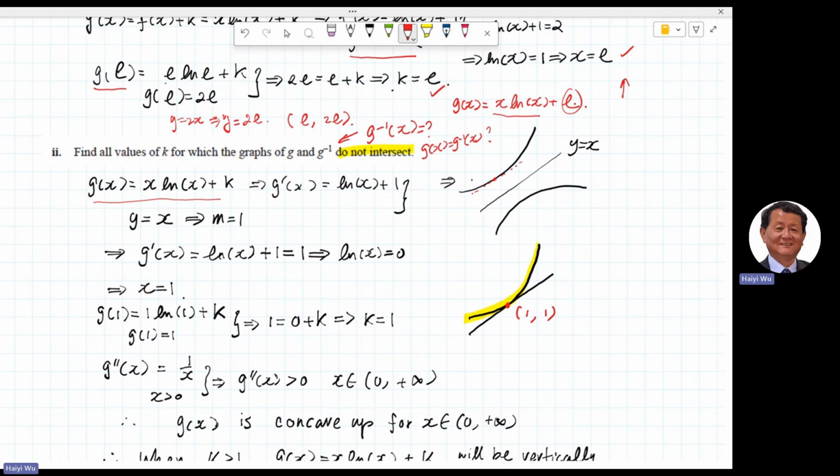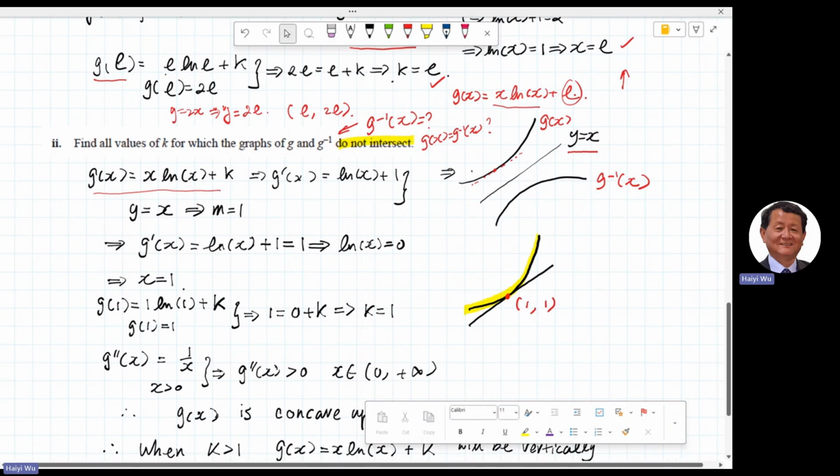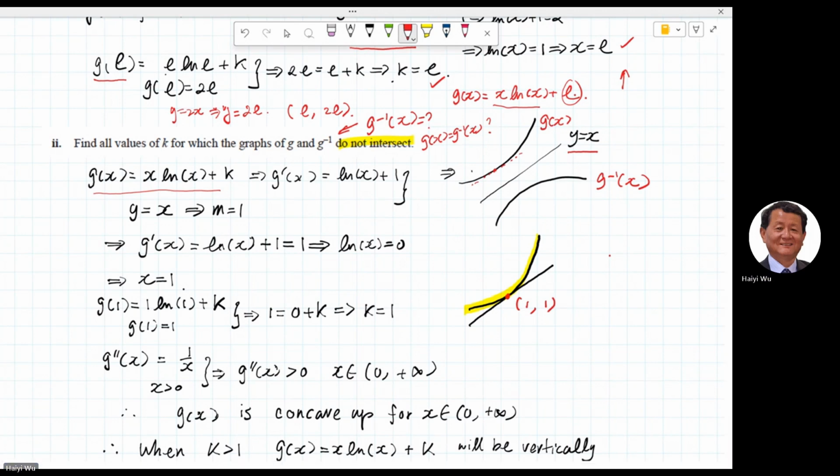So now I'm going to introduce a new concept. When you say g(x) and the g inverse cannot intersect, it means that because y equals x is the line of symmetry, if the graphs do not intersect, they have to be away from each other, so they cannot touch. So we need to prove two things. First, the gradient of g(x) has to be the same as the gradient of y equals x, which is 1.